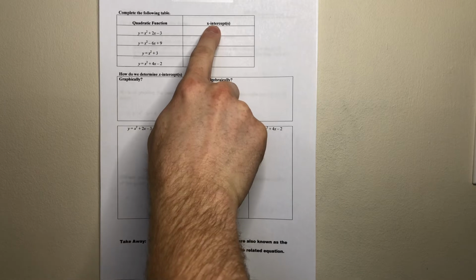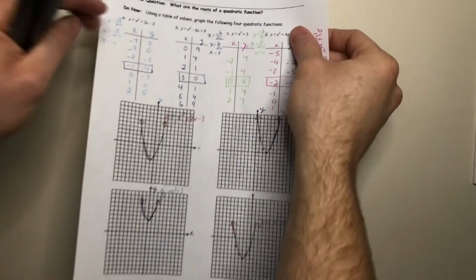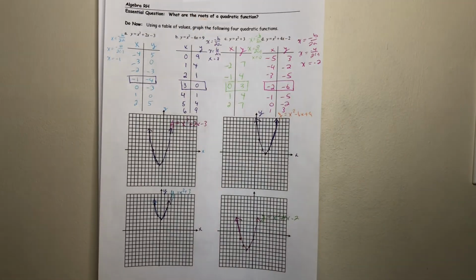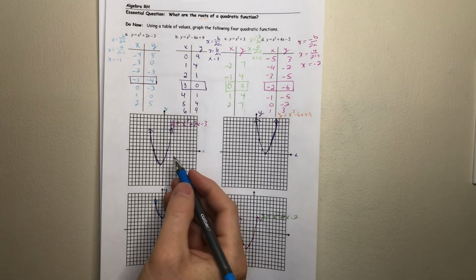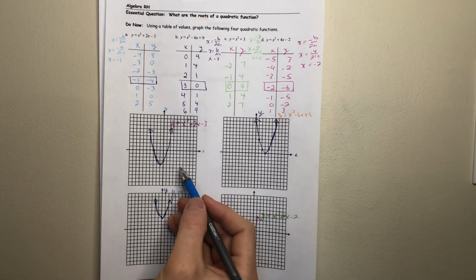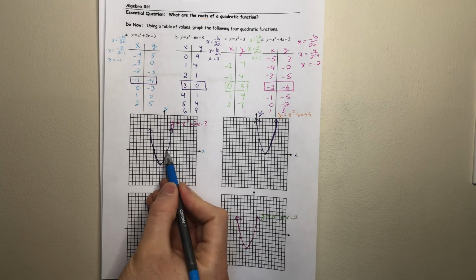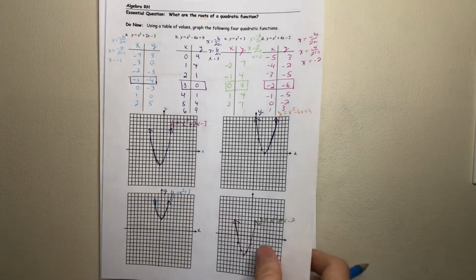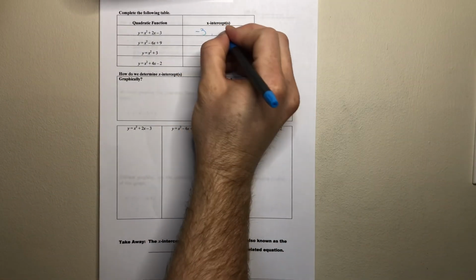All I want to do is just look at what the x-intercepts are. So let's put this back here. So take a look here. X-intercepts are where any graph crosses the x-axis. So where does this first graph cross the x-axis? Well, it crosses at negative 3 and positive 1. So let's just write that down. Negative 3 and positive 1.